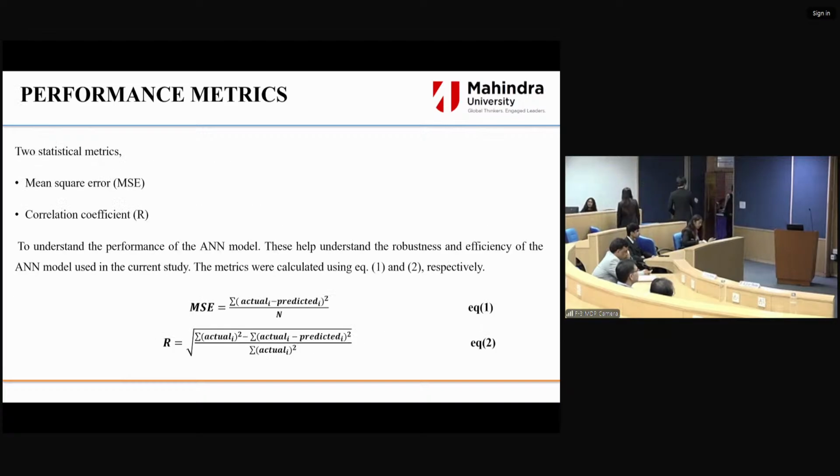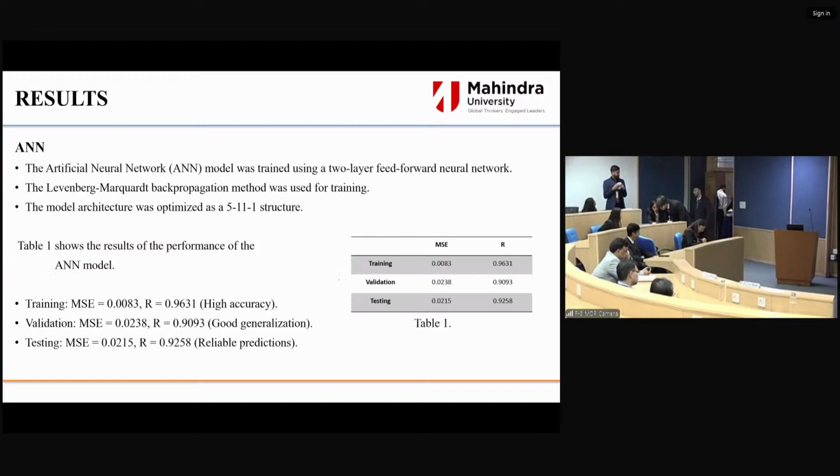Now, talking about performance metrics, to evaluate the model, we used standard metrics such as mean squared error and correlation coefficient. A lower MSE and higher R value indicate a better performing model. These are the formulas to calculate MSE and R.